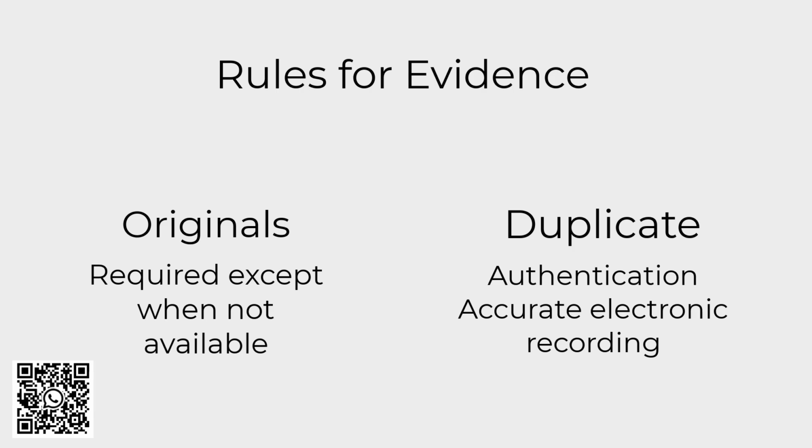For example, if you have a server and which is a cloud-based server and there is no possibility to produce the original evidence, then in that case duplicate can be used. Now again, if we talk about duplicate evidence, you need to be authentic. Now to produce the authenticity of the evidence, you need to match the MD5 hash or the hashes of both the files, and it should be an accurate electronic recording. So you cannot just copy the file, you have to create an image of the whole hard disk, and this is how you can produce the evidence in court.